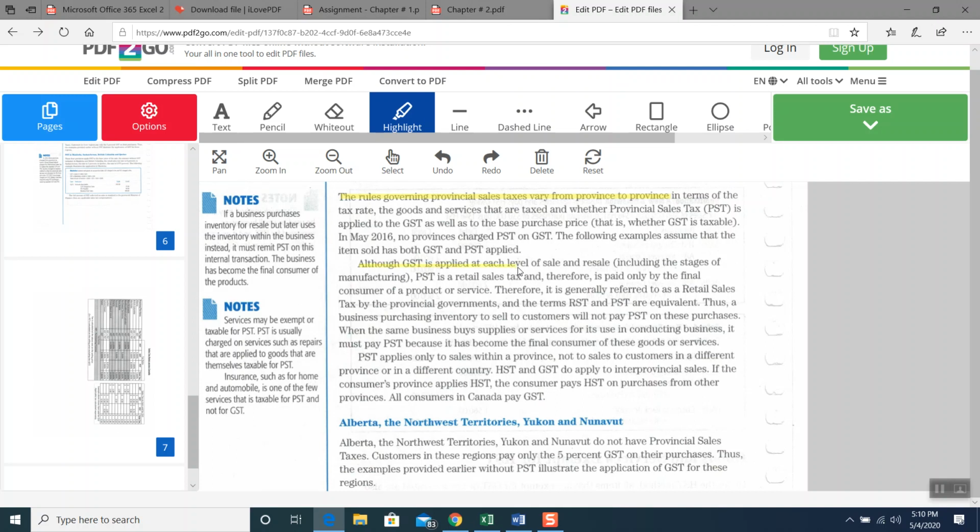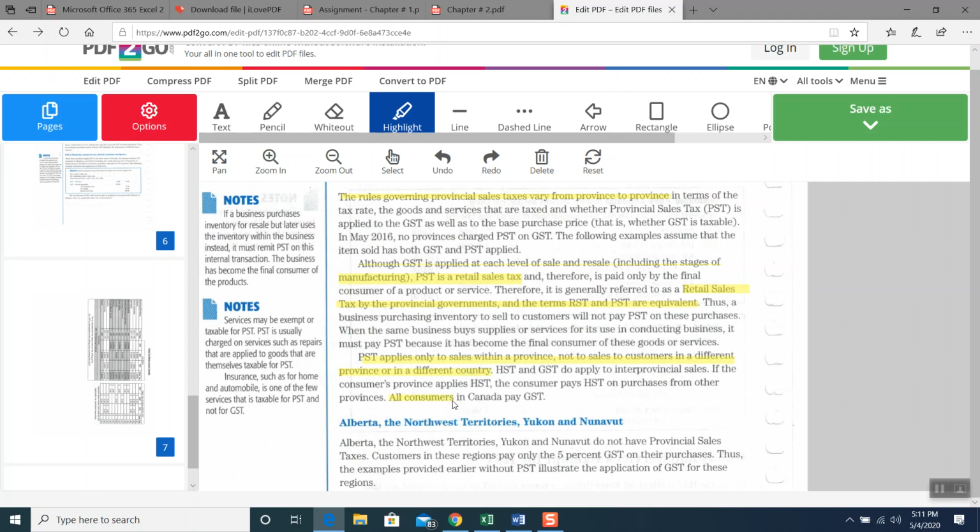Although the GST is applied to each level of sales and resales, including stages of manufacturing, PST is a retail sales tax. It's this retail sales tax by the provincial governments, and the terms RST and PST are equivalent. We already learned about this before, right? Now, PST applies only to sales within the province, not to sales to customers in a different province or in a different country. This is what you have to highlight, and this is important.